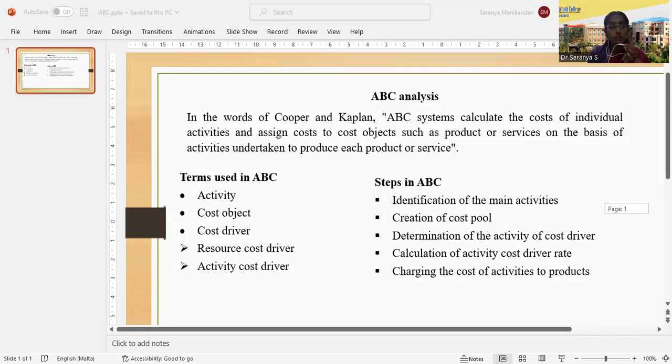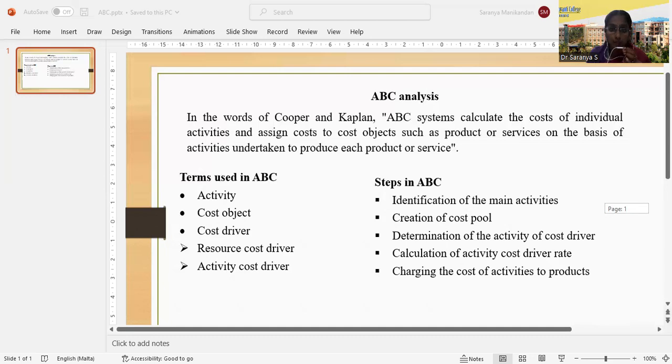And the fourth point, we will be finding out the cost driver rate of a particular activity by using the formula. That formula is total overhead, or we can say total cost of the activity, divided by cost driver. And the last point is charging the cost of activities to product.